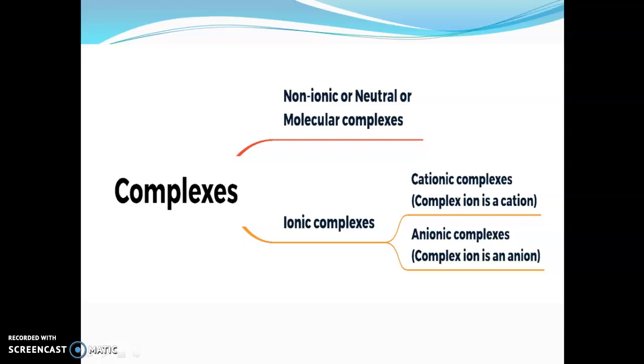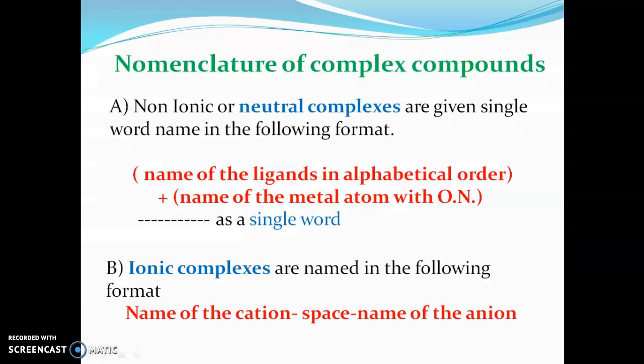Coming to ionic complexes, they carry charge on them. If they carry positive charge, then the complex ion is a cation and the respective complex is known as cationic complex. If the complex ion carries negative charge, then the respective complex is known as anionic complex. Now let us look at the nomenclature rules that are applicable to both the non-ionic complexes and ionic complexes.